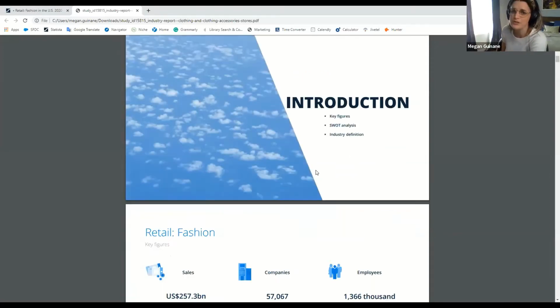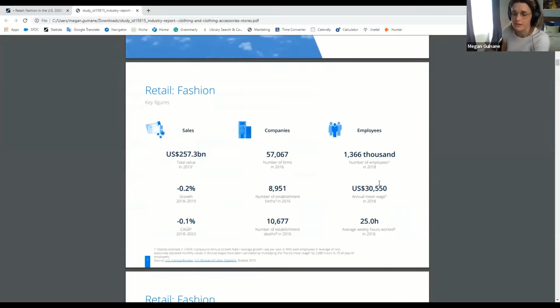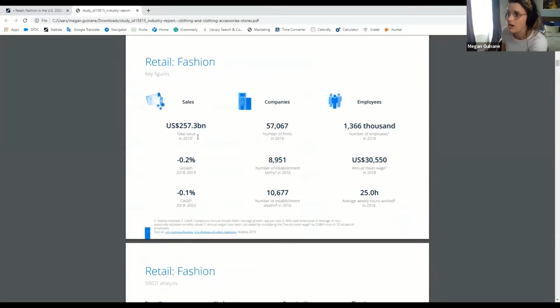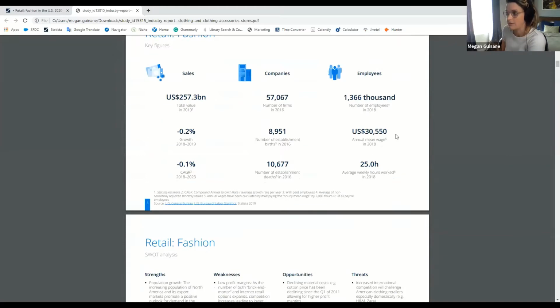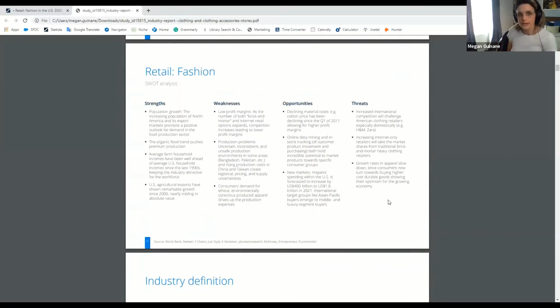So this is a big report, so I'm just going to show you a little bit in the front matter. So here are those key figures in the fashion industry in the United States. So companies, how many companies are out there, how many people are employed in this particular market. And here's that SWOT analysis. This is important if anyone has, I'm sure some people have taken a business course or intro business course at one point in their lives, or maybe they need to do this for work.